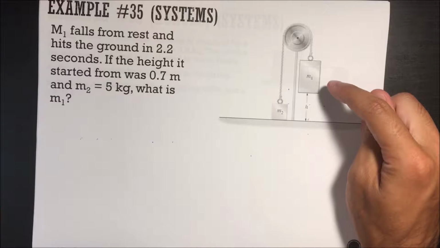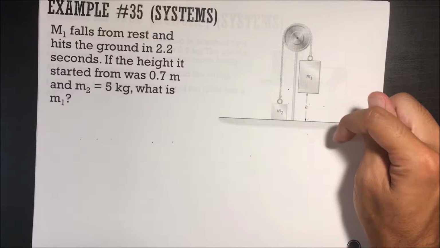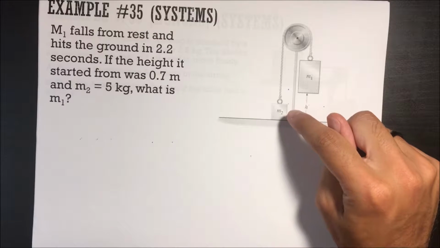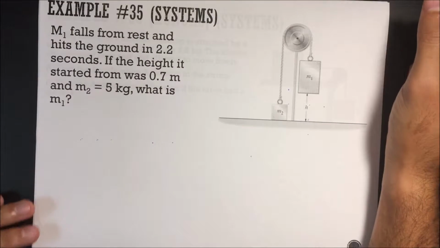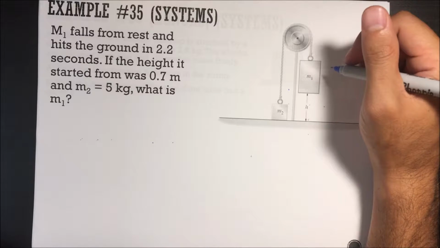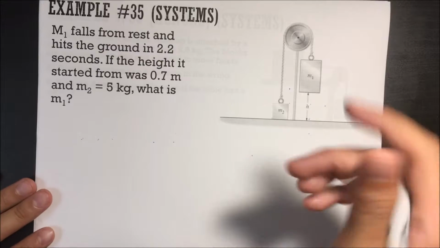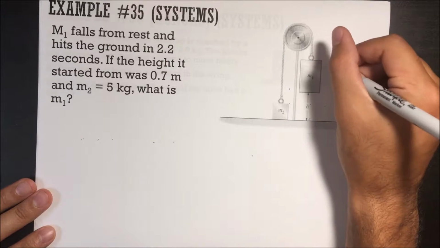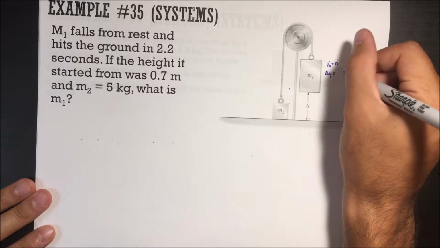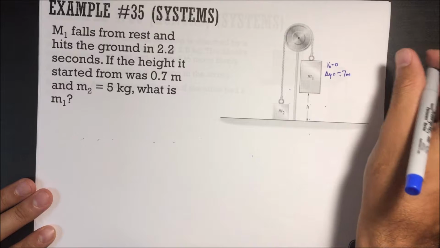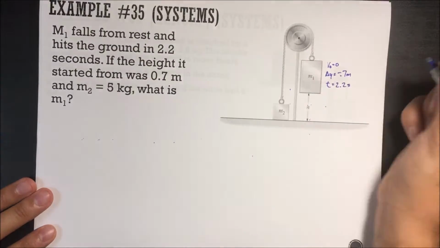M1 falls from rest and hits the ground in 2.2 seconds. If the height it started from was 0.7 meters and M2 is equal to 5 kilograms, what is M1? Okay, so first of all, we're looking for what the mass of this is. This one's a bit tricky. So what we have to do is we have to first find the variables we need to know. So initial velocity is 0. Displacement, the y, is going to be falling negative 0.7 meters. Hits the ground in a time of 2.2 seconds.